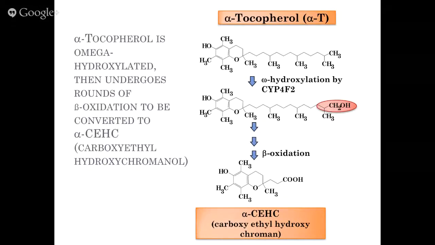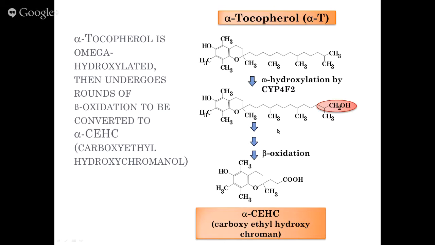So the head group is not changed. At least on my screen it looks like we might be missing a bond, but that's not really the case. All of the head groups are the same. There's an initial step that's an omega hydroxylation by CYP4F2, and I've highlighted that in pink so you can see that the hydroxylation is happening at the tail.